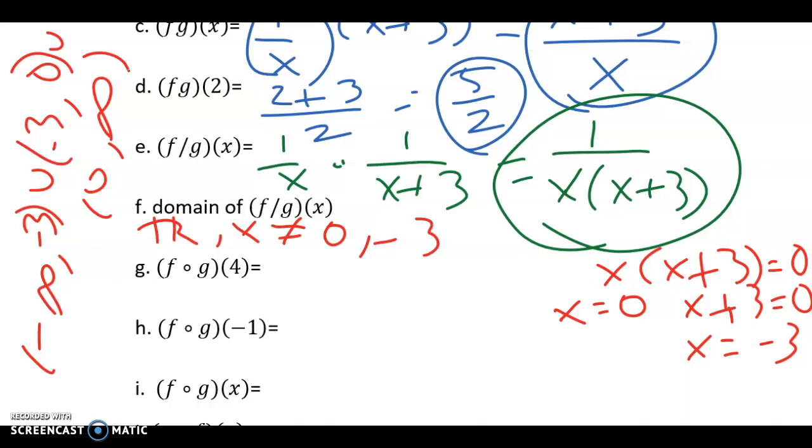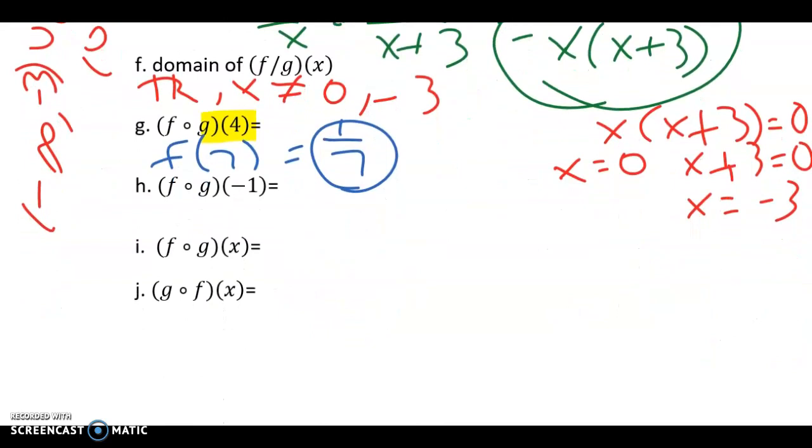F of g of 4, remember we talked about this over on the other problem. We're just going to do g of 4 first, and then we're going to go ahead and plug that into f. So if we do g of 4 here, that's just going to be 7. 4 plus 3 is 7. But then we're going to do f of 7. So the g of 4 equaled 7 because I plugged 4 in. Now I'm plugging that into f, and I'm going to end up with 1/7 then.